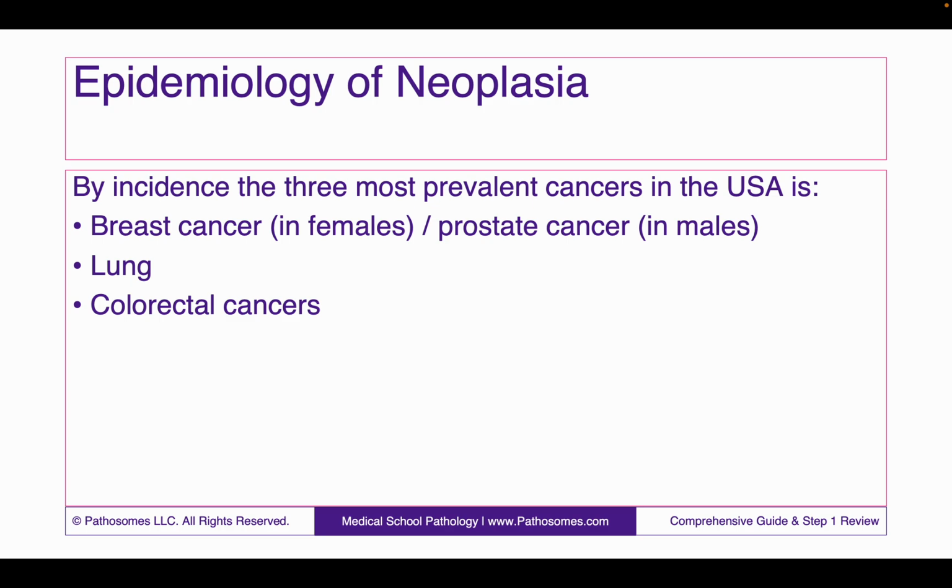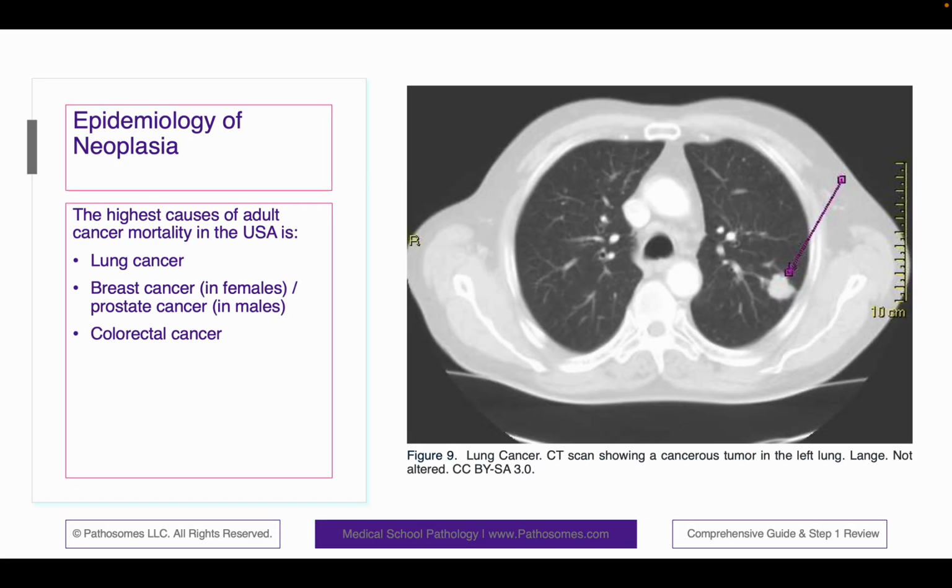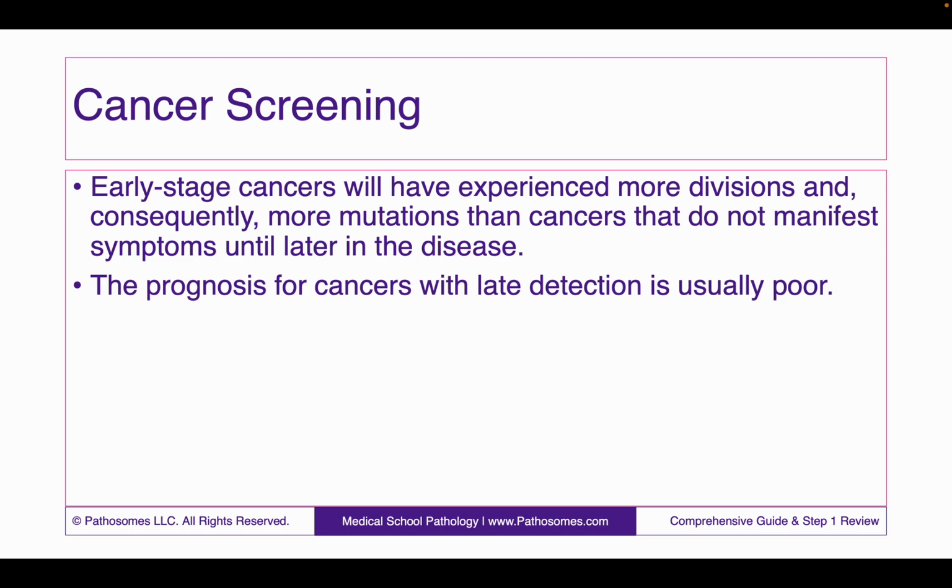Make sure you know this. You will be asked for sure. The highest causes of adult cancer mortality in the USA are lung cancer, breast cancer in females, and prostate cancer in males, and then colorectal cancer. Make sure you have the proper epidemiology. I believe in you.